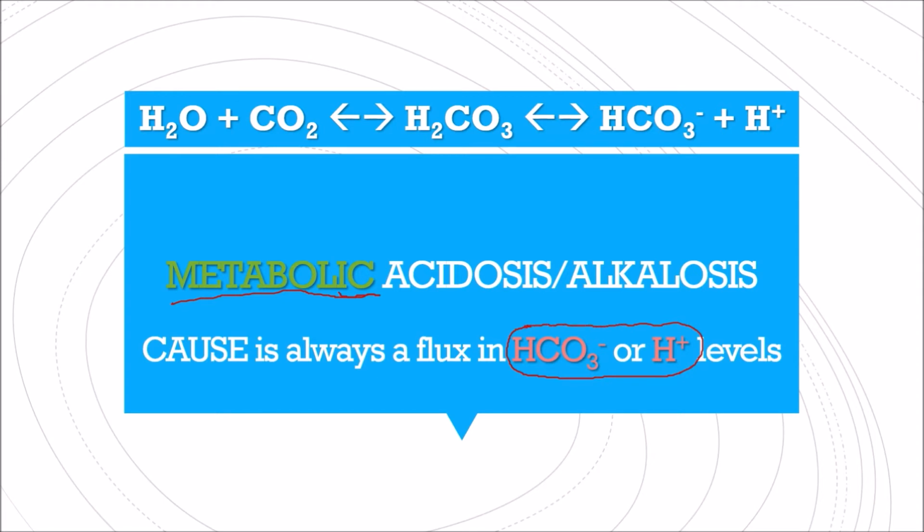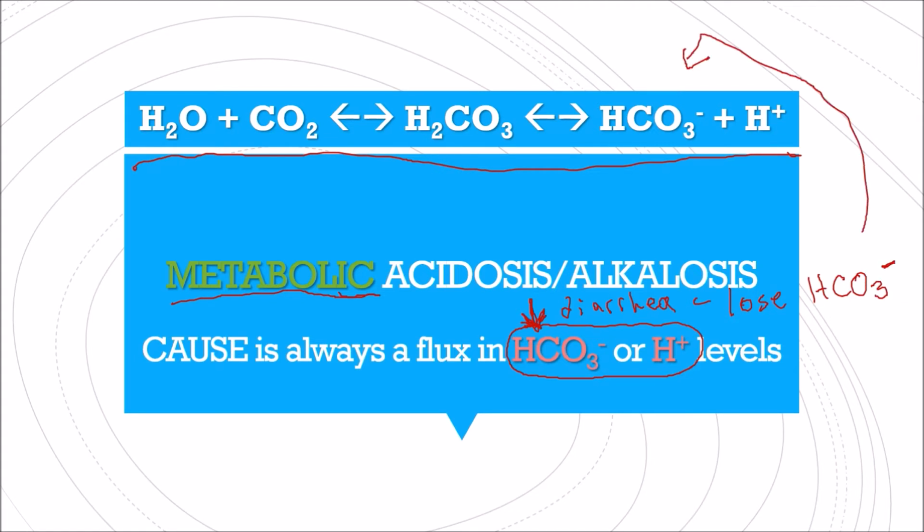Metabolic acidosis and alkalosis, as I said before, the cause is always a flux in bicarb or hydrogen ion levels. Because if you look up here at the bicarb buffer system, say you have diarrhea, which is one of the main reasons why you would lose your bicarbonate, too much bicarb at once. So this would be diarrhea, and you lose too much bicarb. So let's look up here. This goes down.